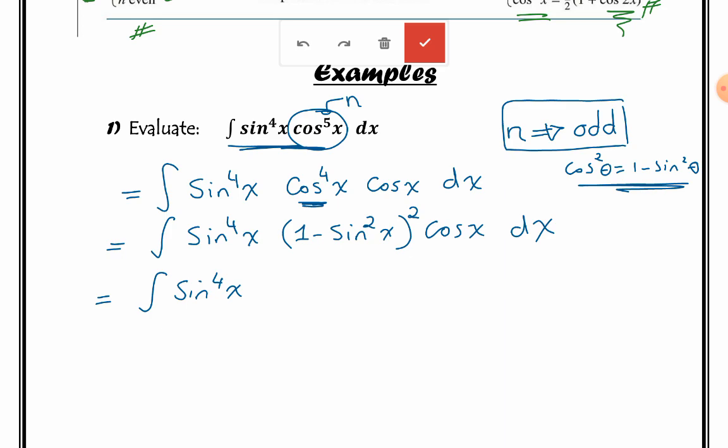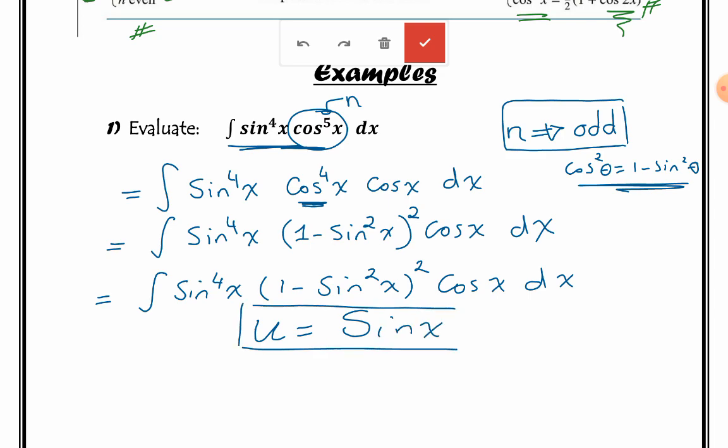Okay, and here 1 minus cosine squared, 1 minus sine squared, all to the power of 2, 1 minus sine squared of x to the power of 2 cosine x dx. The next step is to make the substitution. What's the substitution here? u equals sine x. This is my substitution. So substitute u for sine x.